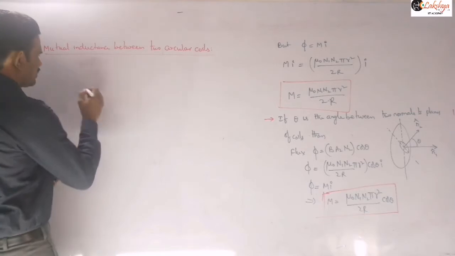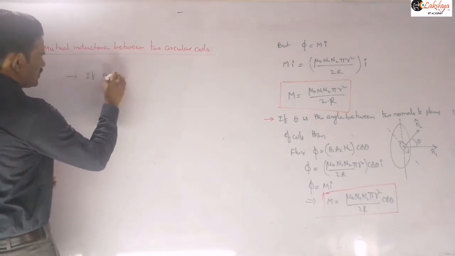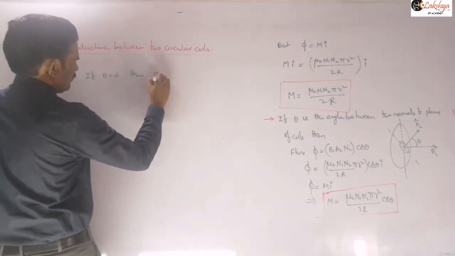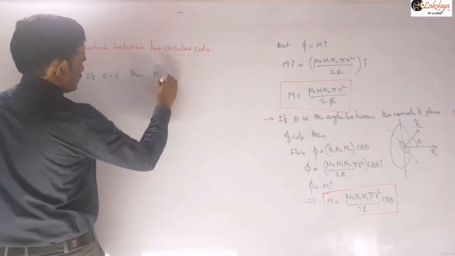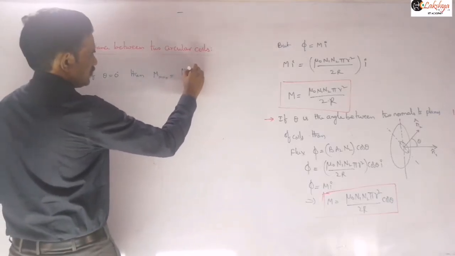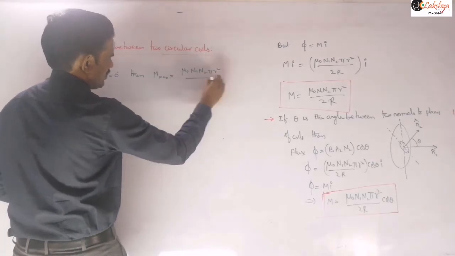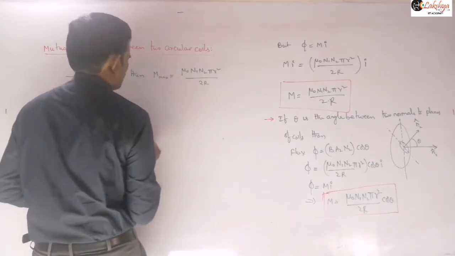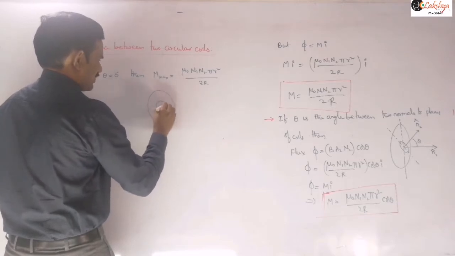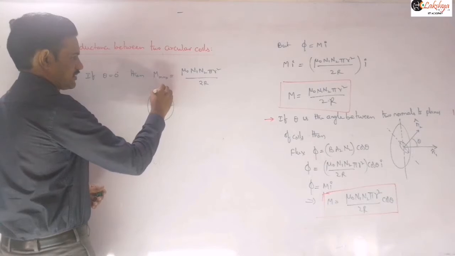And so now, if theta is equal to 0, then this mutual inductance for these two coils will be maximum. This maximum mutual inductance, which we mentioned already, is mu naught n1 n2 into pi r square by 2r. For this position, both the coils are lying in the same plane like this.